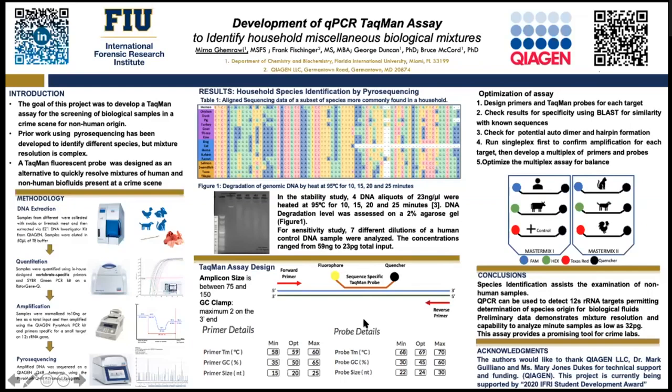So we thought by adding this step, which is based on designing specific probes for our targets, we can use it as an alternative method to quickly resolve mixtures for human versus non-human, in case we find weird amplification in this step. Then we can do this one to give us a quick idea about what the mixture is composed of.